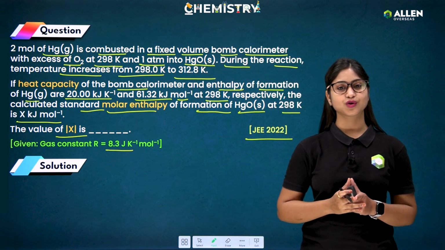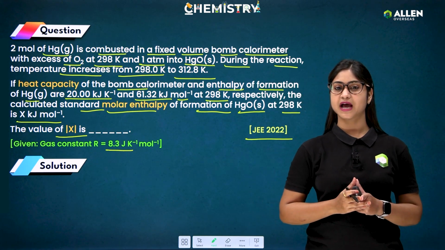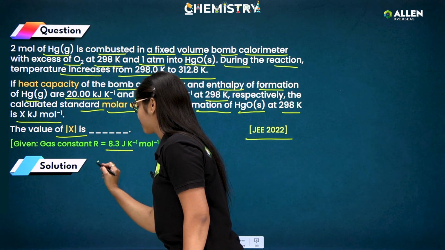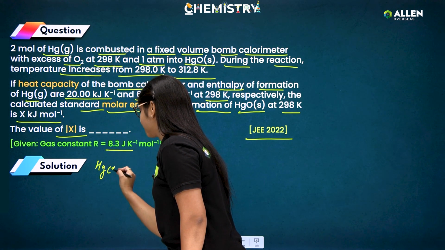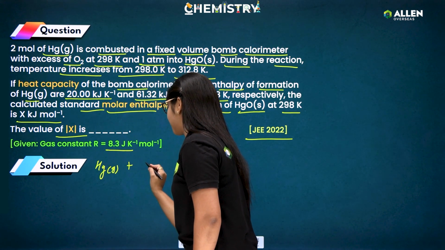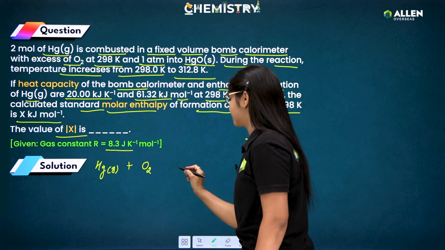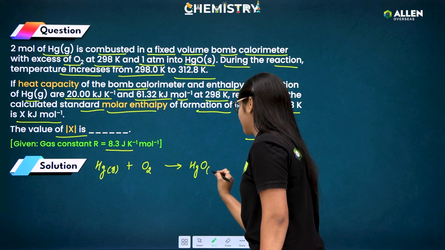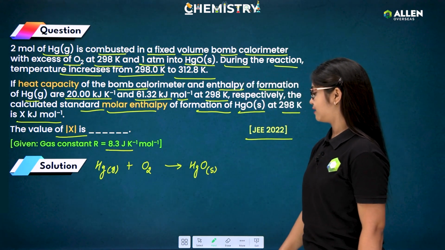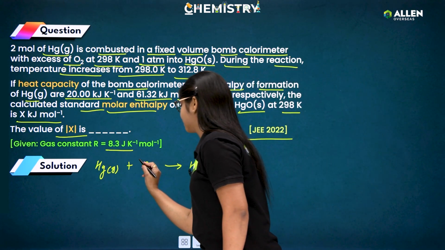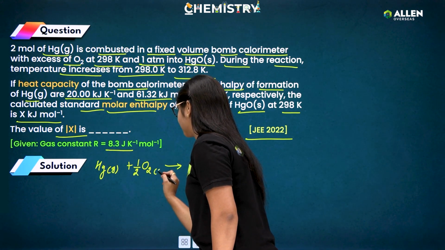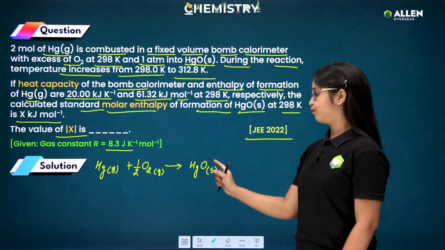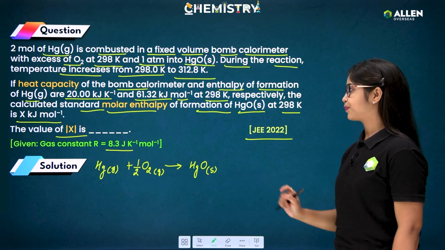So how are we going to solve this question? First of all, we have to write the equation for the combustion of Hg gas. Mercury gas, when combusted, will react with oxygen and form HgO solid. This is the reaction. If we balance this, we have to take 1/2 O2 gas. This is the balanced chemical reaction for the formation of 1 mole of HgO, right?